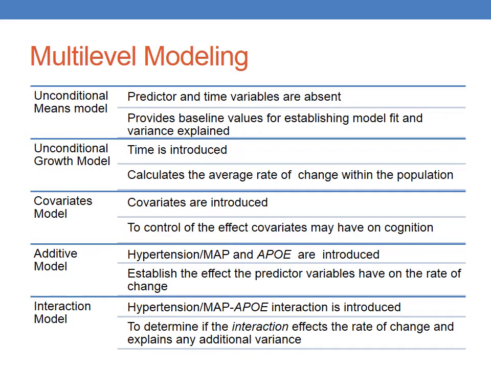So you then introduce your covariates in the covariate model, and this controls the effect that these covariates may have on cognition. You then introduce your predictor variables, so ApoE, hypertension, and mean arterial pressure. This allows us to establish the effect that the predictor variables themselves have on the rate of change. Then in our final model, the interaction model, we can establish whether the interaction affects the rate of change and explains any additional variance. And this is just introducing the interaction term between the blood pressure variables and ApoE.